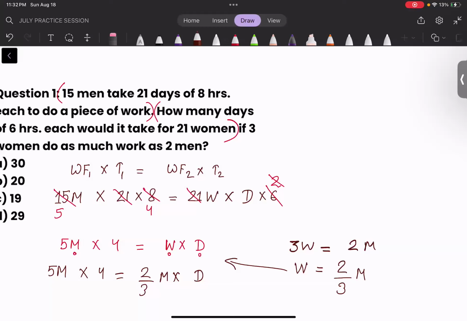30. Okay. So the first thing is M will cancel out. Then 3 into 5 is 15, and 2 into 2 into 4. So 5 into 2 is 10, 3 into 10 is 30. So the D value will come out as 30. So that means it will take 30 days. M will cancel out, so don't say 30M. It will take 30 days. Understood, all of you?